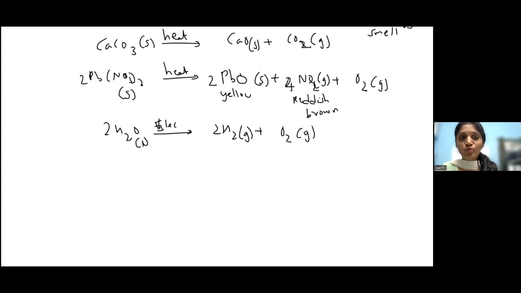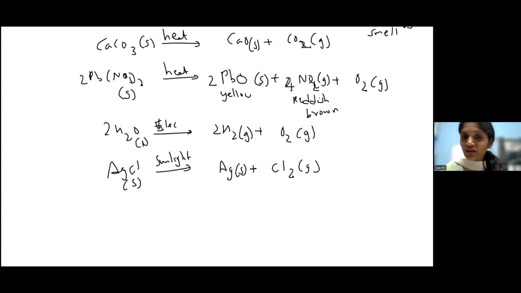Here we will decompose AgCl, silver chloride. Now this decomposition happens in the presence of what? Sunlight. It gives Ag plus Cl2 gas. AgCl is a solid, silver is a solid and chlorine is released in the form of a gas. Now, this is my balanced reaction.